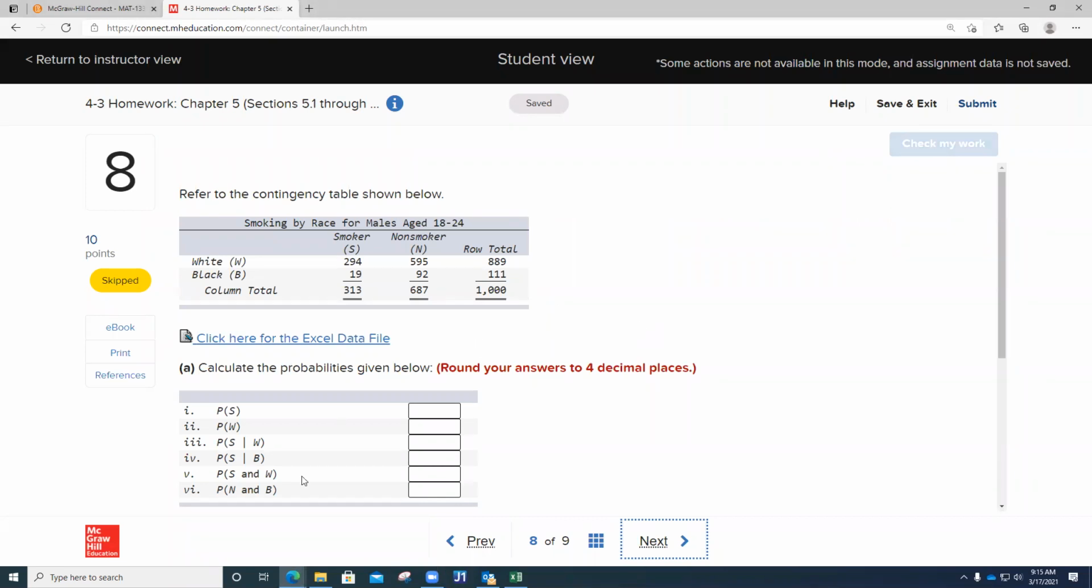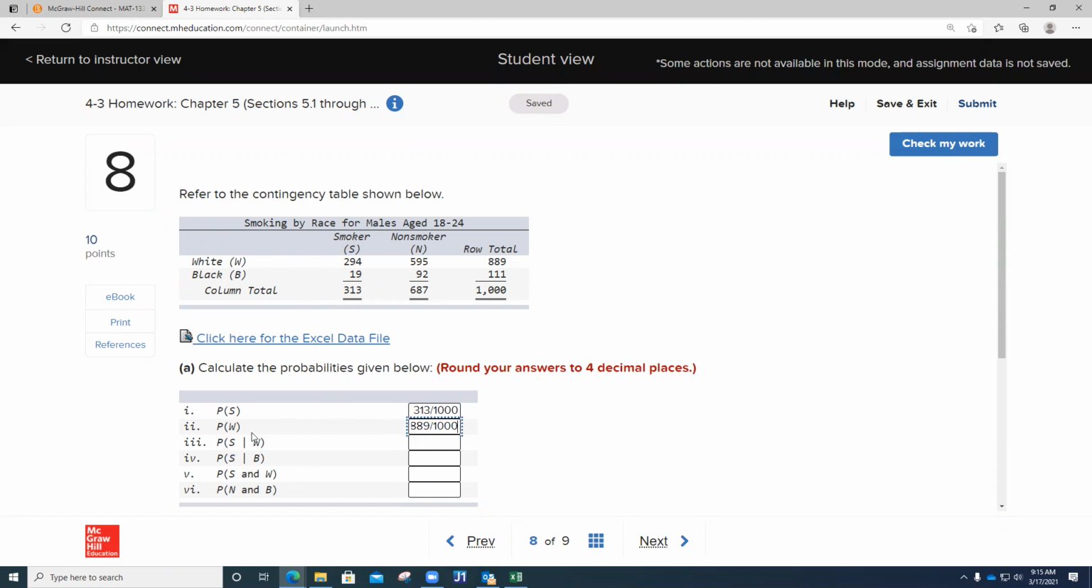All right, so for this one is a table, and you're basically doing all the things that we've just talked about in the previous problems, right? So the probability of S would be 313. I'm not going to simplify it. I'll put some of the numbers as you can see them over. And you can open it up in Excel if you want, but there's really no reason. There's the probability of a smoker, right? Because it's the total of smokers over total. And you will have to simplify these. The probability of someone being white is 889 over 1,000.